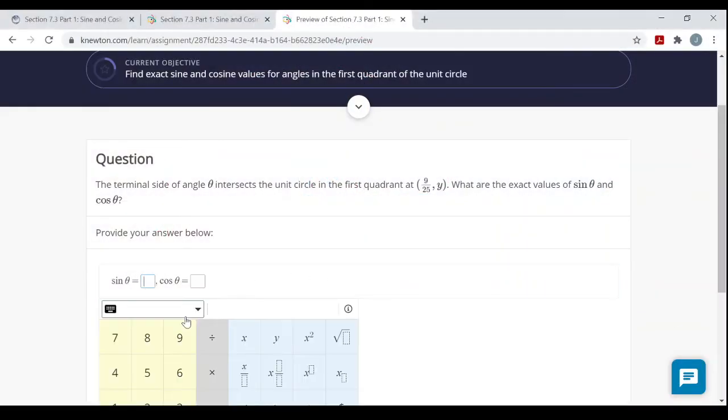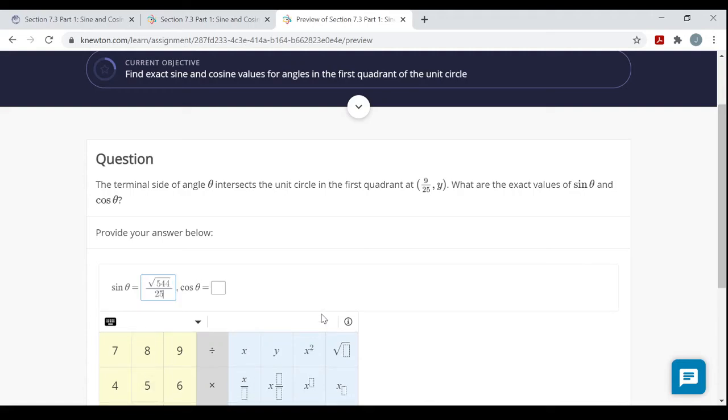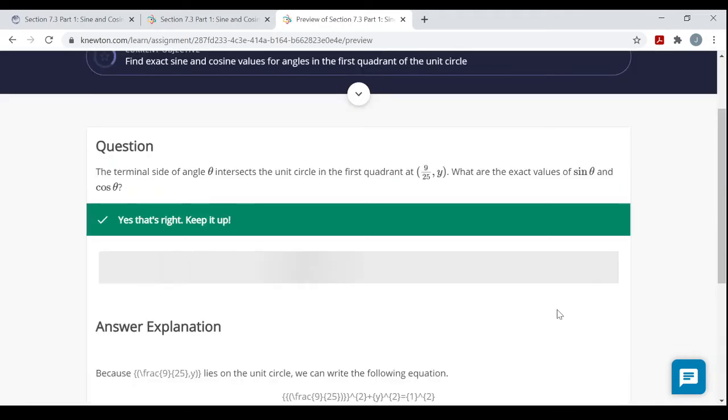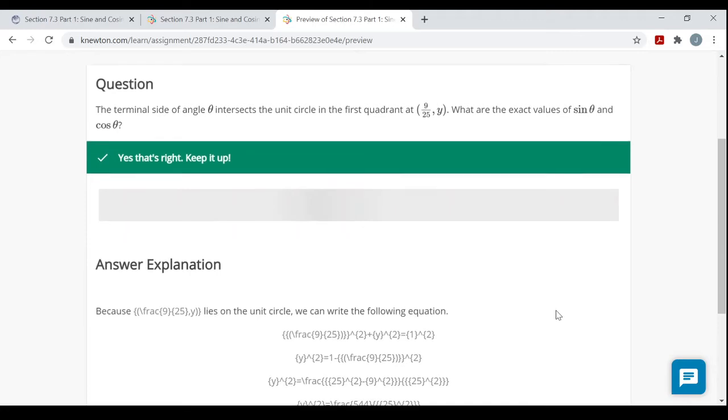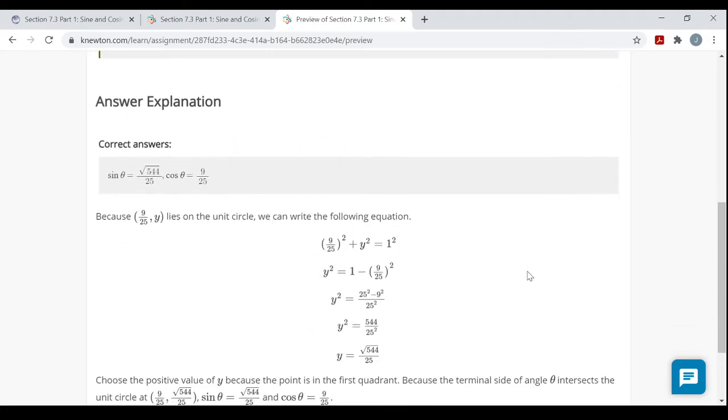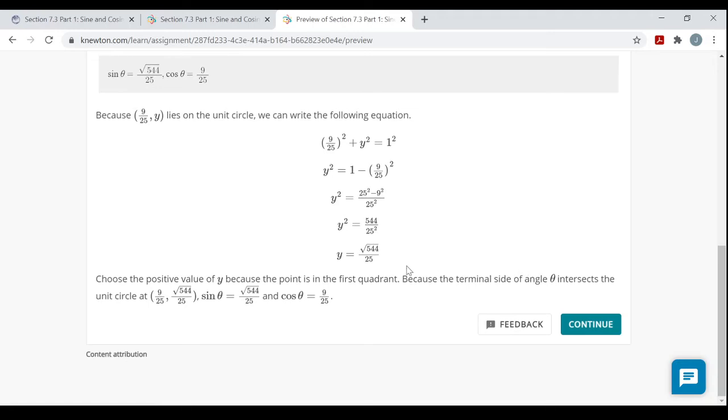So now the sine is the y coordinate. That's the square root of 544, hopefully it takes it unsimplified, divided by 25 in the denominator outside the square root. And the cosine is the x coordinate, 9/25. I'll see if it takes that. And it does. Great. I know the square root of 544 could have been simplified, and I think they might do it here. Oh, they just leave it that way.